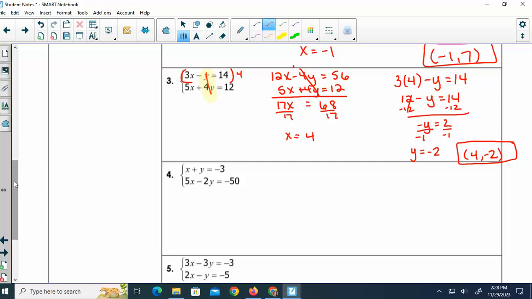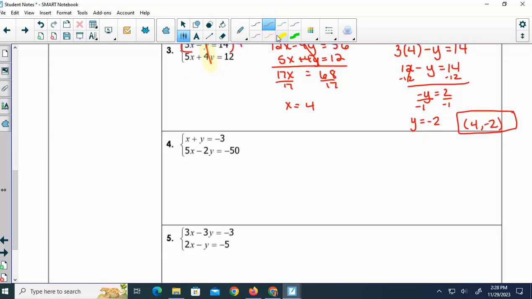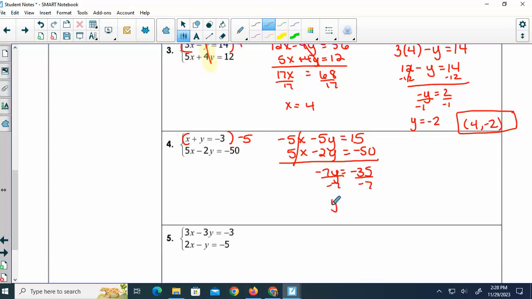Number 4, yeah, you can cancel x or y pretty easily. If you canceled x, what would you have to multiply by? If you want to cancel y, what would you multiply by? Positive 2. So either way will get you there. So everything in the first equation, if we multiply by negative 5, so then negative 5 and positive 5 cancel. Negative 5 plus negative 2 is negative 7y equals negative 35. Divide and we get a positive 5.